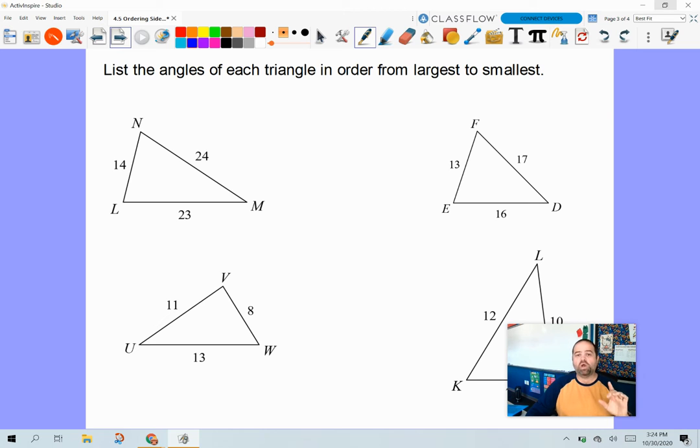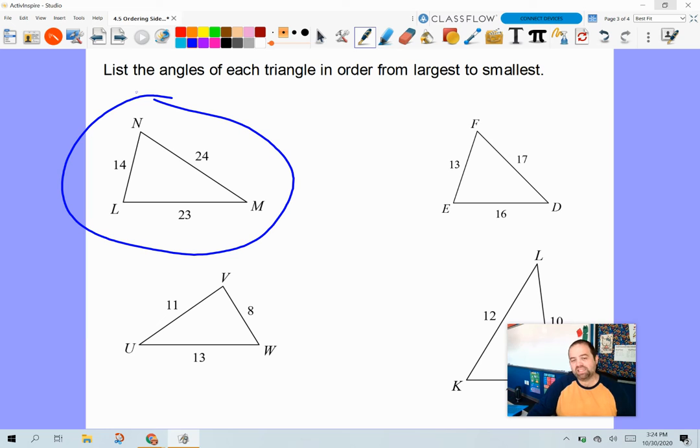Now, what you can't do is tell me what the angle measures are. But what I can do is tell you with 100% certainty that in this triangle right here, the one on the top left, angle M is the smallest angle in that triangle because across from it is the smallest side in the triangle. And I can put my sides and my angles in order based on their measurements.